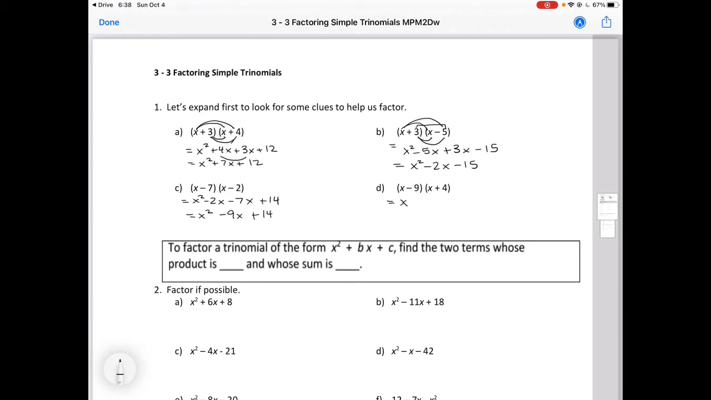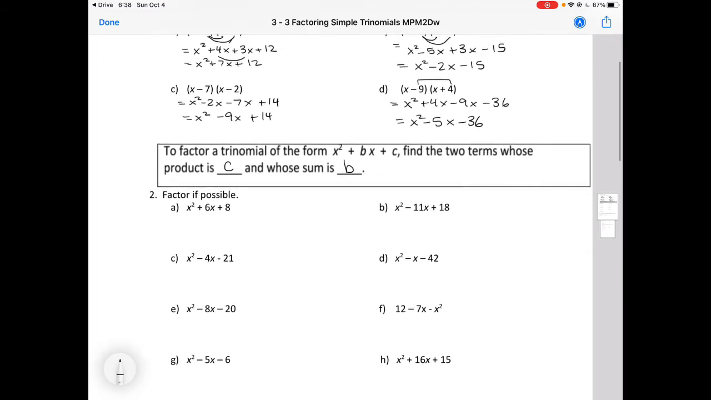Let's do one more just for good measure. x squared plus 4x minus 9x minus 36 gives us x squared minus 5x minus 36. Again, our middle term is the sum of our two numbers on the end, minus 9 plus 4, and our last term is the product. So when we're trying to factor a trinomial, we're trying to find two terms whose product is C and whose sum is B. So let's take a look at these ones.